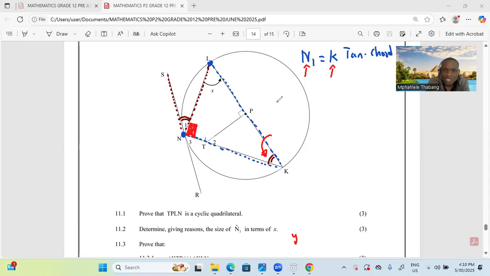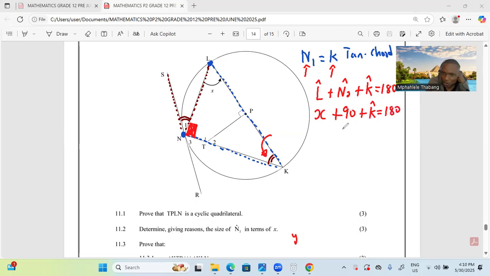We are going to use the sum of the angles in triangle L, N2 and K. I'm going to say angle L plus N2, which is 90 degrees, plus angle K is 180. So L is X, N2 is 90, plus K is equal to 180.